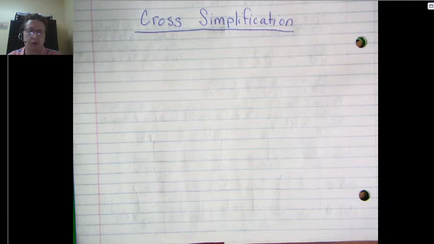Good afternoon. Today we're going to talk about cross simplification when we're multiplying fractions. It's very important that you practice cross simplification, and it can be a little bit confusing at first, but it actually makes your life a whole lot easier.